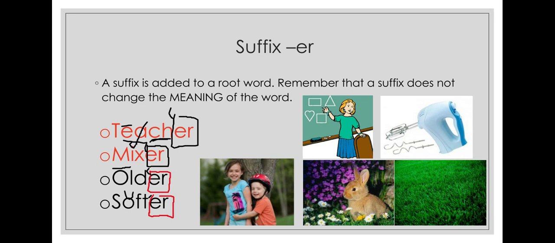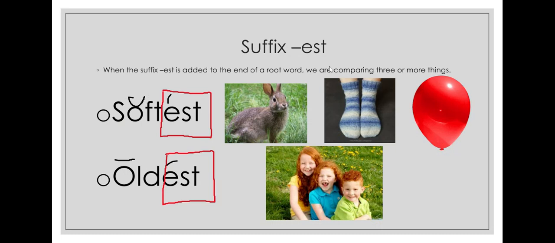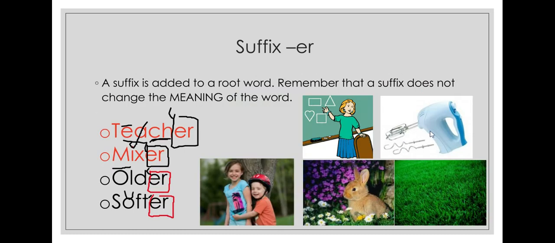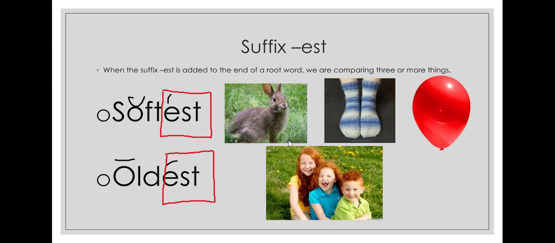Now, suffix er has a cousin suffix that we're going to learn about next. This suffix, the er's suffix cousin, is the suffix est. Say est. So when the suffix est is added to the end of a root word, we are comparing three or more things. So that's the difference between the er. The er, you're comparing at least two things. But when we're comparing three or more things, then we use the suffix est.